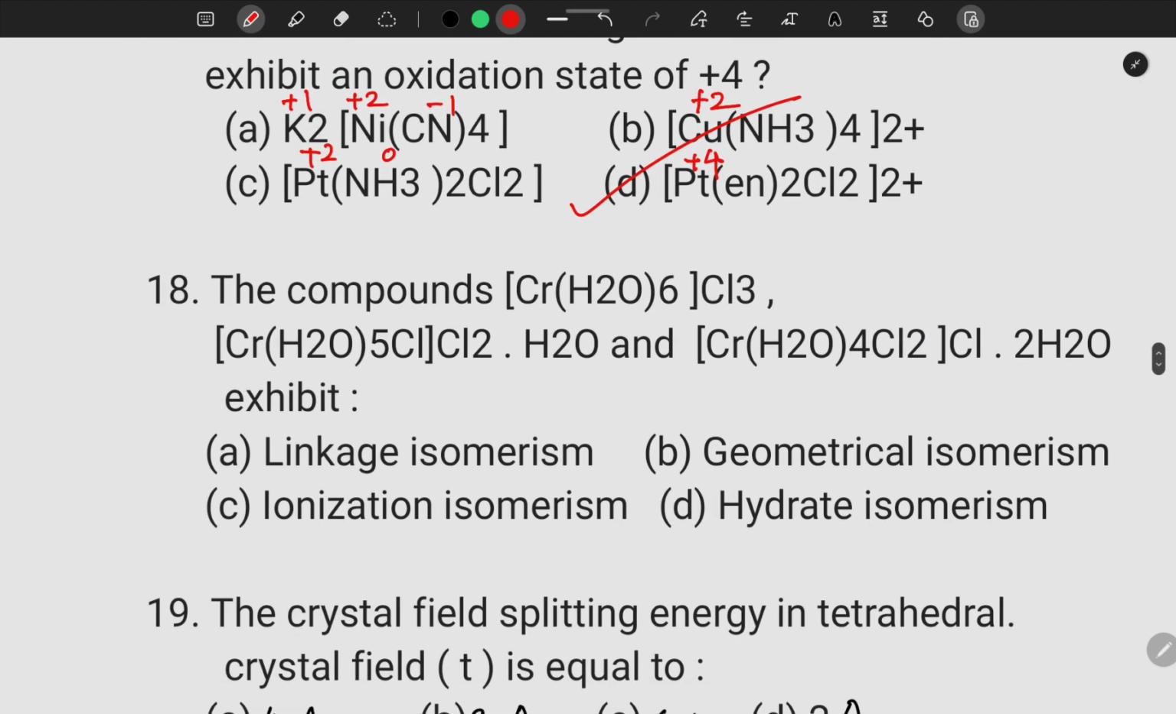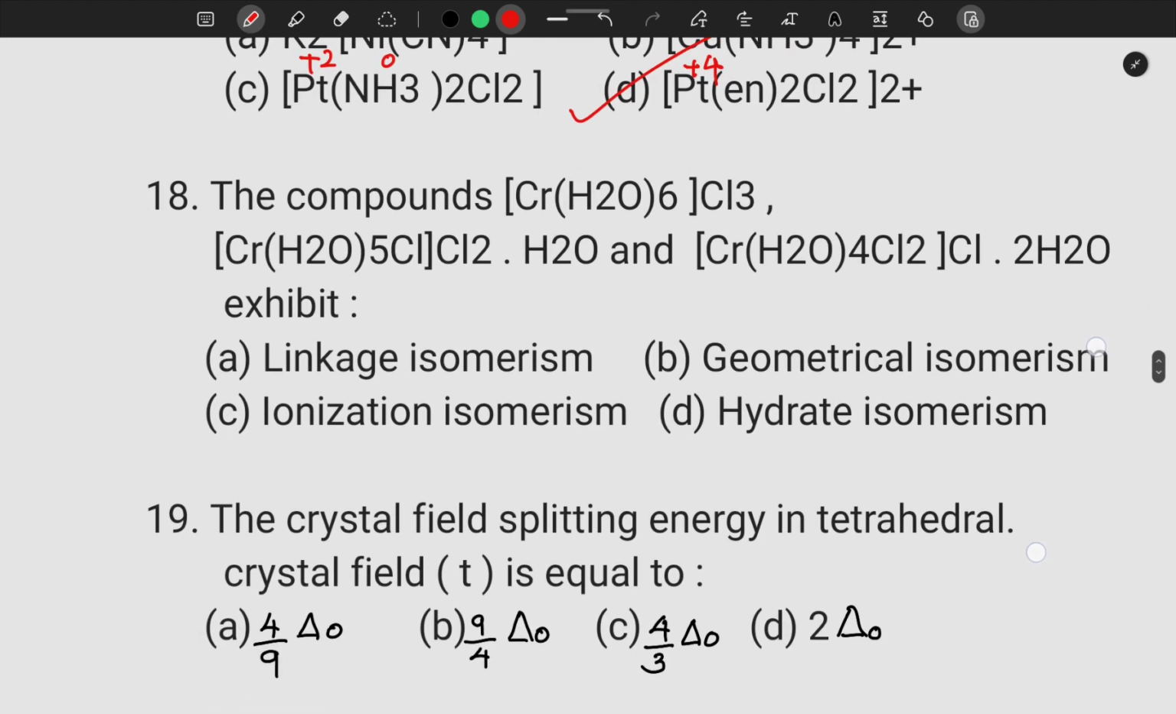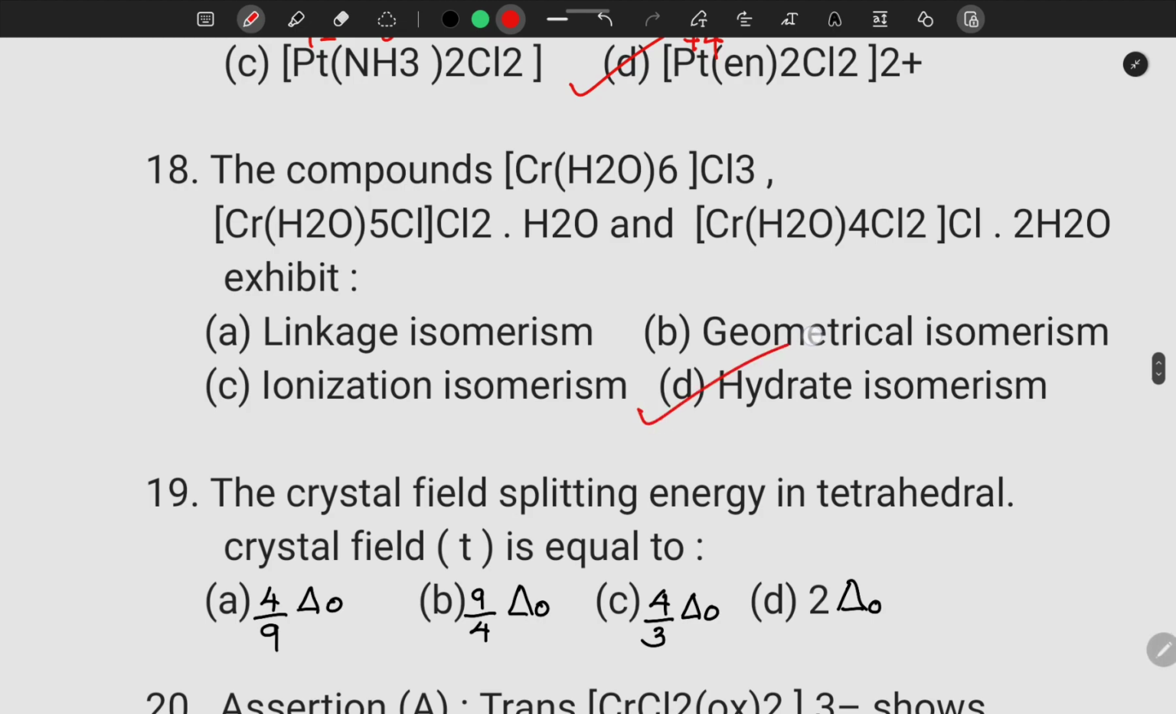The compound [Cr(H2O)6]Cl3, and here we can see one chlorine went inside and one water molecule went outside. In the second case, 2 chlorine atoms went inside and 2 water molecules went outside. So this type of isomerism is known as hydrate isomerism.